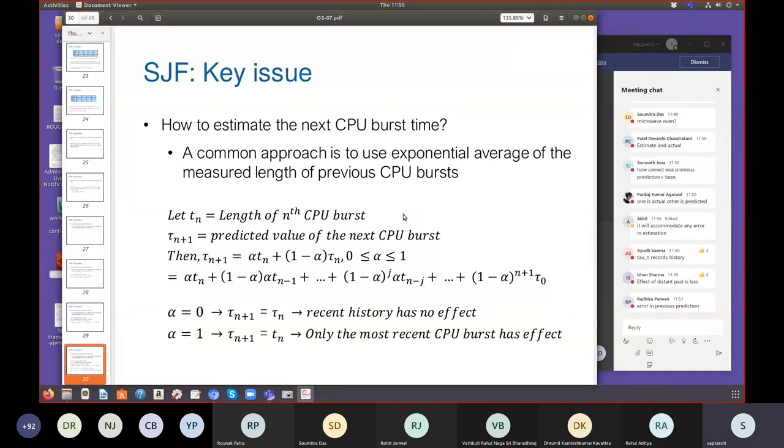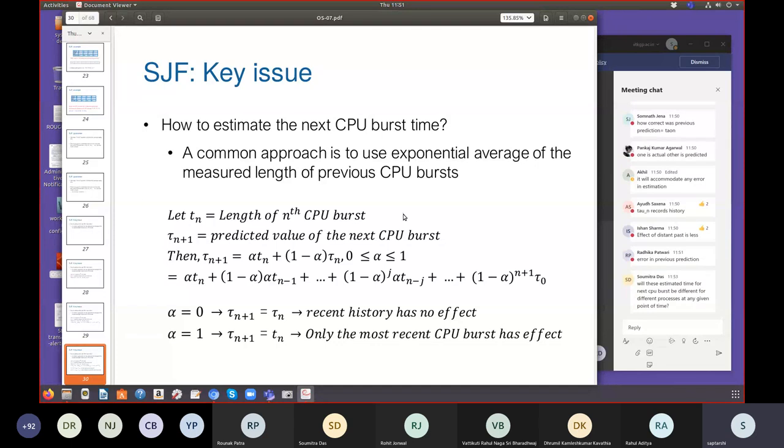Some weightage is given to the very recent history, like how much was the exact previous CPU burst, and some weightage is given to the distant past, as in overall throughout the lifetime of this process, what all CPU bursts this process has seen.